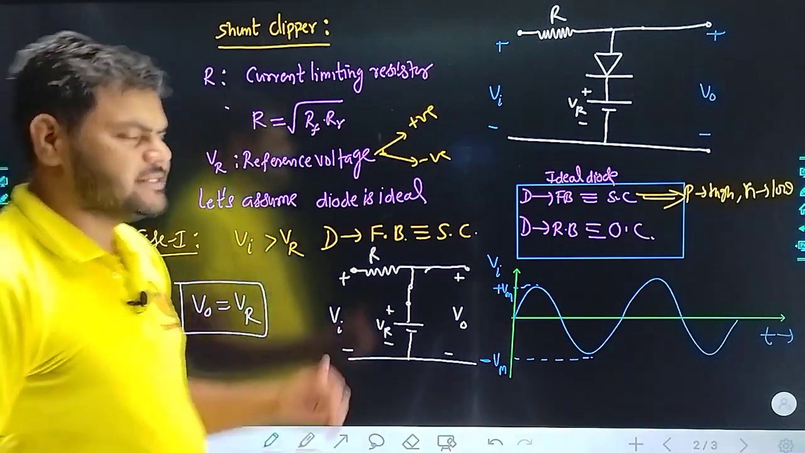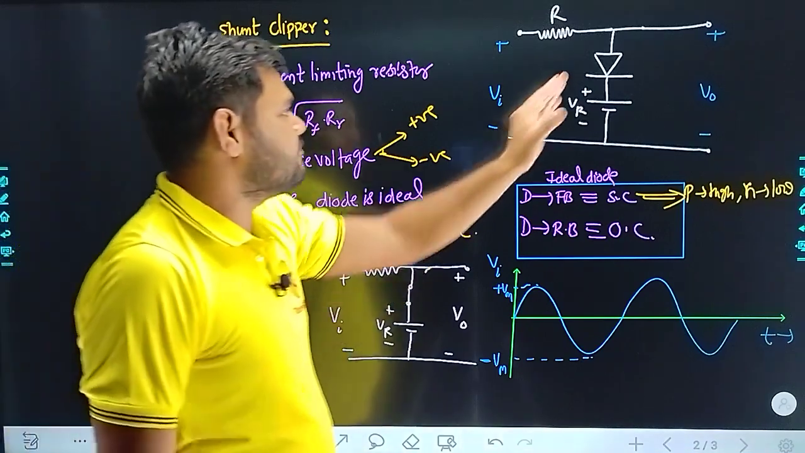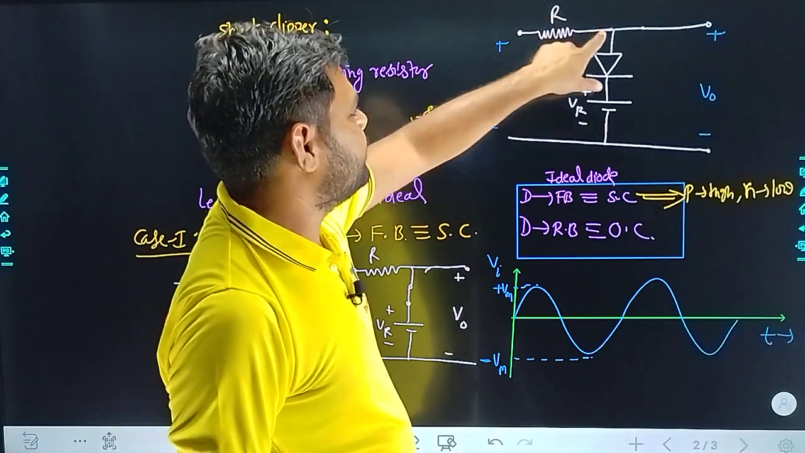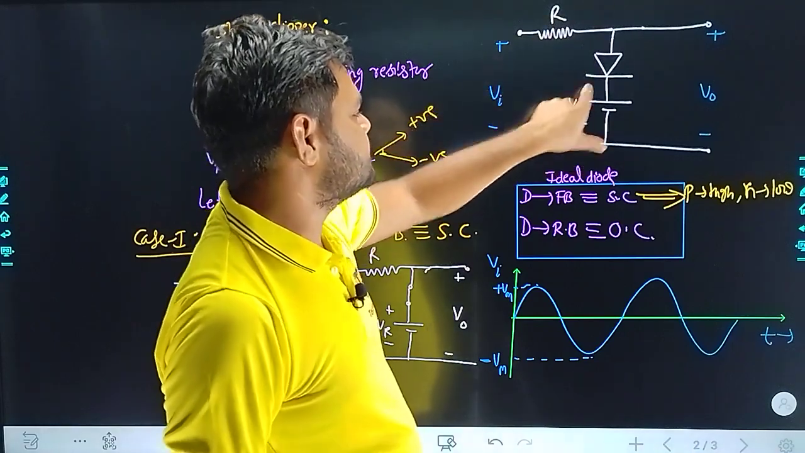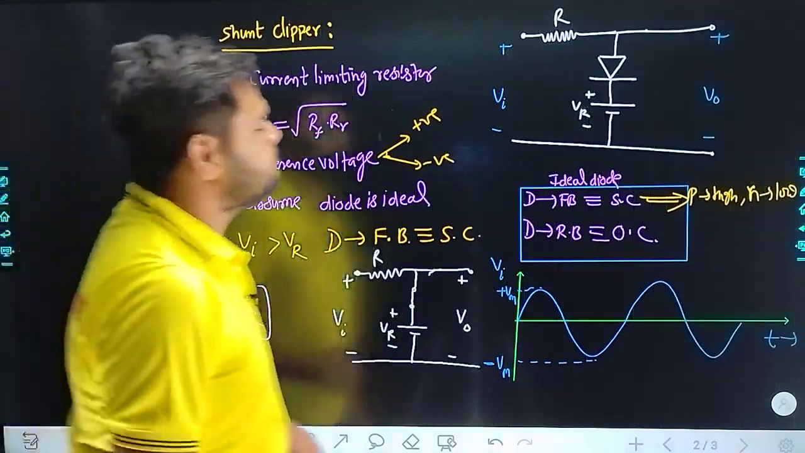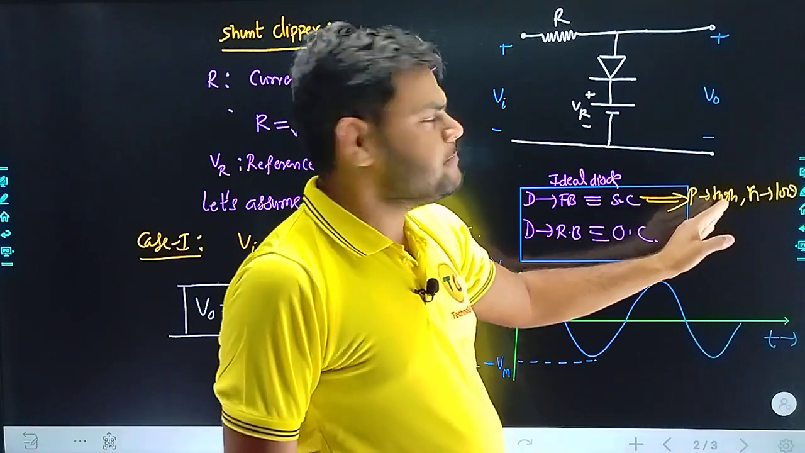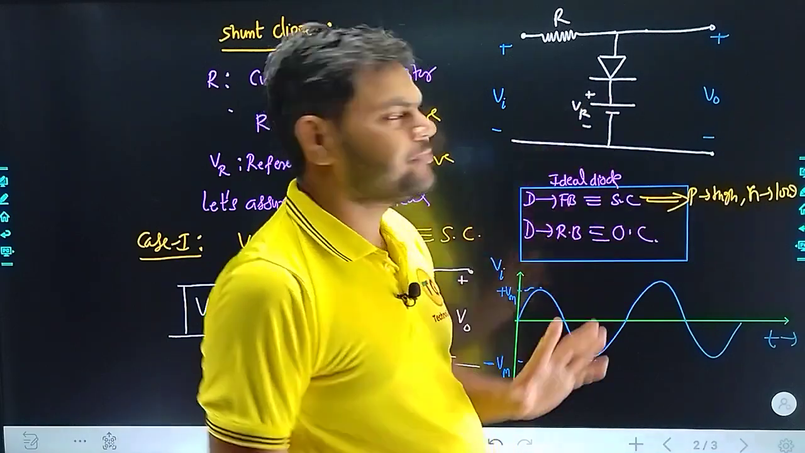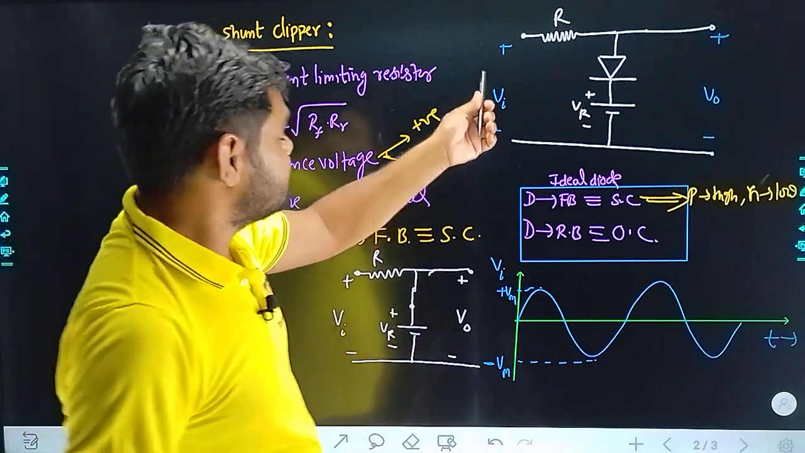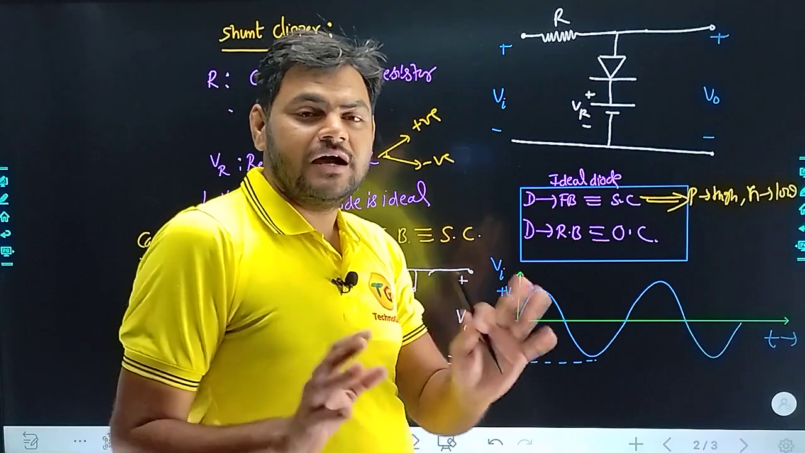Now guys, let's come to the second case where we are considering this V input is less than V reference. In this condition, can I say the P region is connected with the P side of the diode, and the N region is connected to the reference voltage. Some of you are getting confused.